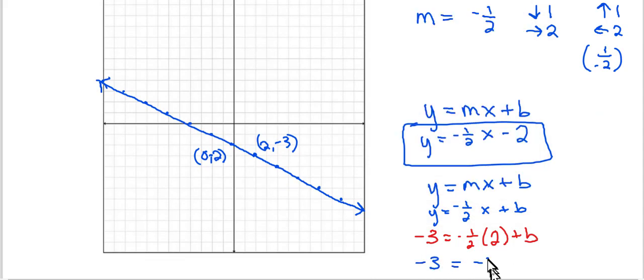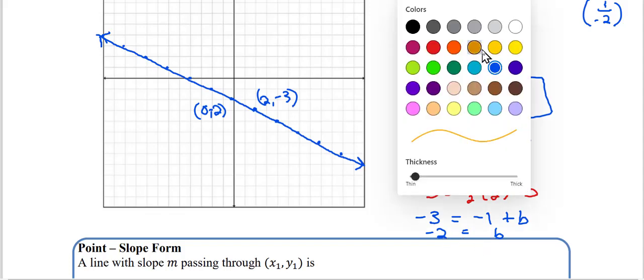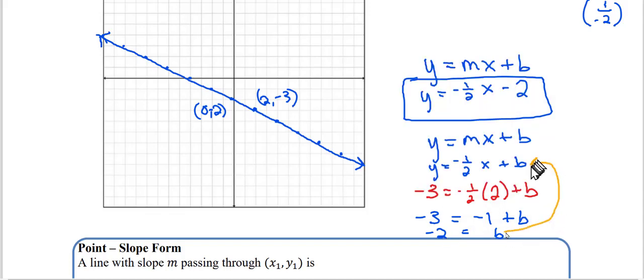Negative 3 is equal to negative 1 plus b. Add 1 to both sides. I get b equals negative 2. And then that has to go in this spot at negative 2 to give me y equals negative 1/2 x minus 2. So that's how I do it. One way I can do it algebraically so that I don't need the graph.